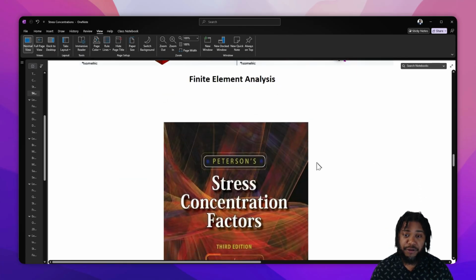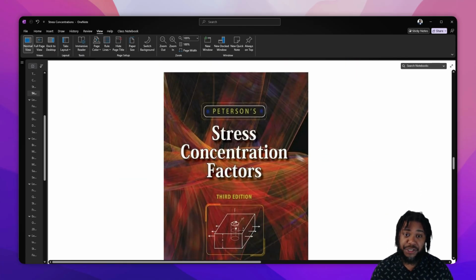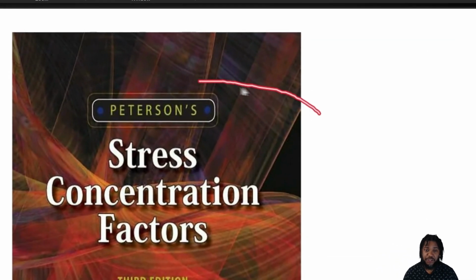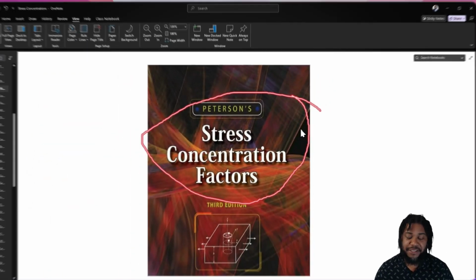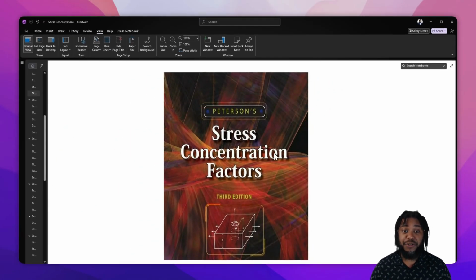In terms of the existing theoretical equations, there is a kind of a tome, Peterson's Stress Concentration Factors. I think it's about 1,000 pages long and includes many hundreds of stress concentration factor calculations for different geometries. A combination of those are derived by the great mathematicians, but also some that are numerically solved from finite element analysis.